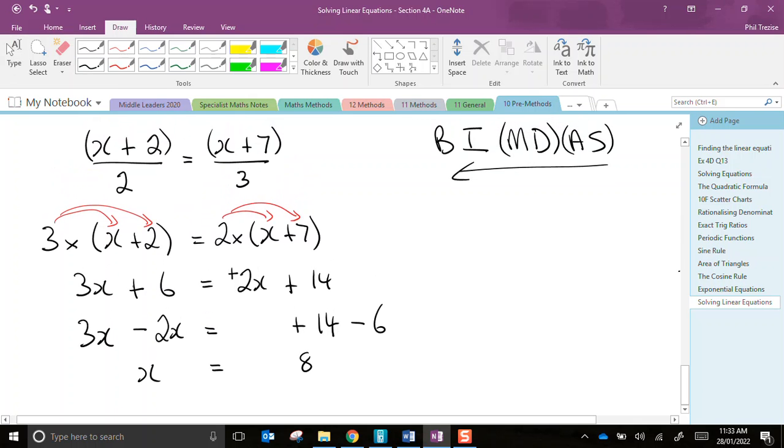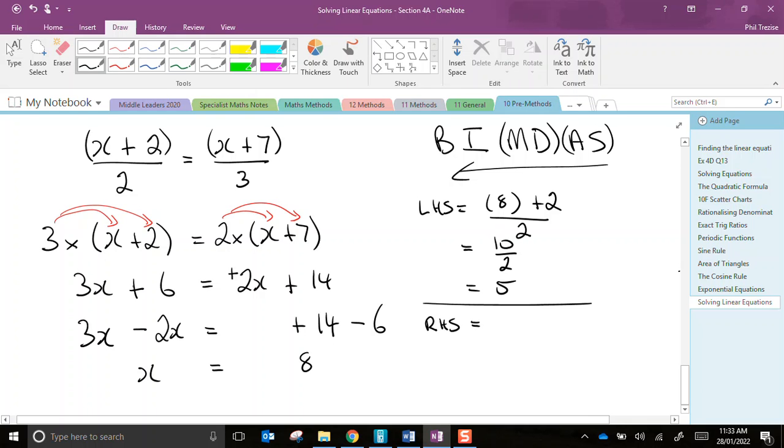There's my solution. I'm going to double check by looking at the left hand side, which is x plus 2 over 2, where we believed x had the value 8. 8 plus 2 is 10. 10 divided by 2 is 5. Now the right hand side, because it's a bit more complicated, we'll have to look at it separately. That's 8 for x plus 7 divided by 3. 8 plus 7 is 15 divided by 3 is also 5. So check. The solution, x equals 8, makes the left and the right hand side both equal to 5. They are the same thing.